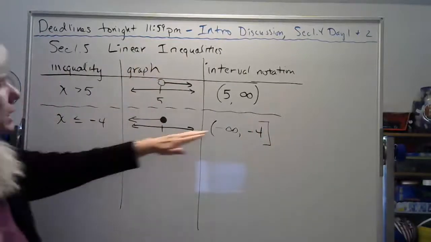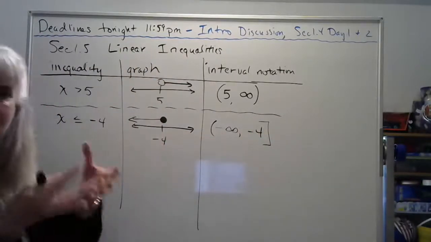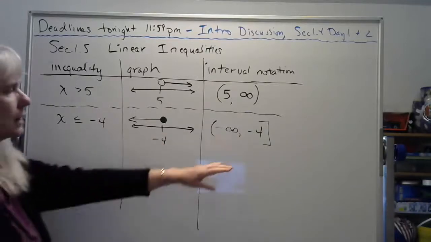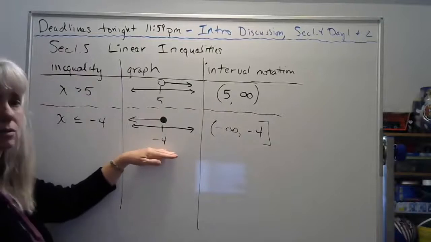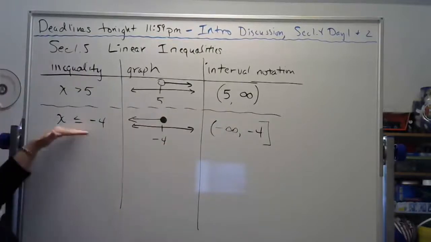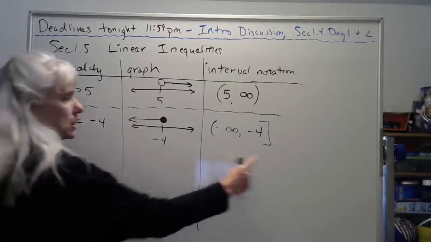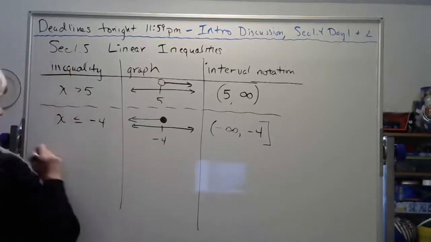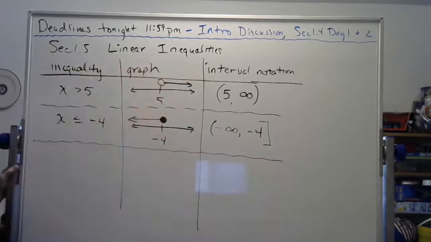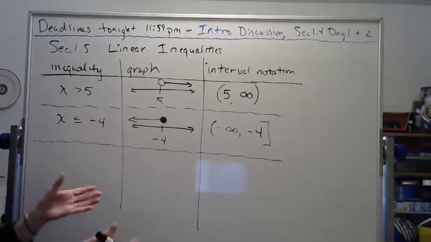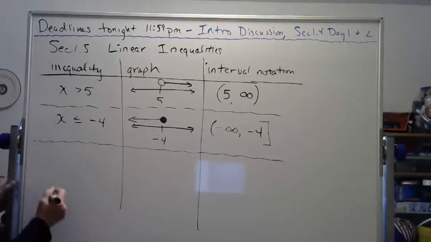So all 3 of these pieces of information tell us the exact same thing. This is telling me to use all the numbers that are less than -4. This is telling me to use all the numbers that are less than -4, and so is this. So we'll use numbers that are less than and including that -4. Now, sometimes you'll have compound inequalities. A compound inequality simply means it has more than one inequality symbol in it.